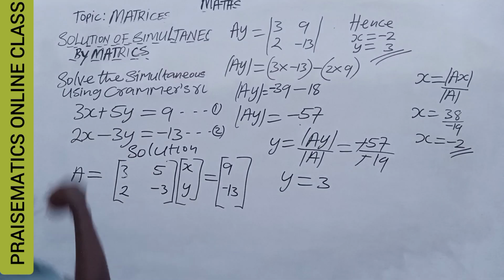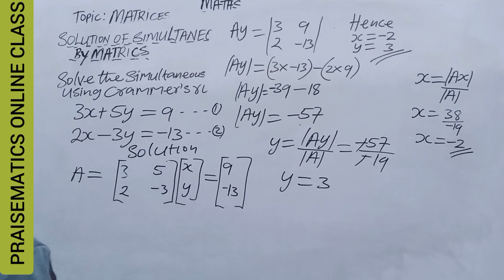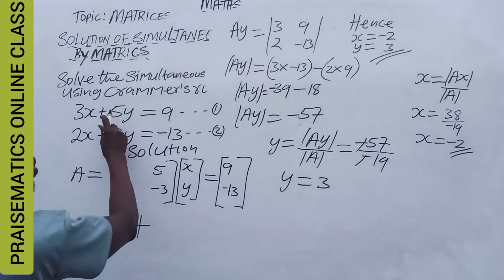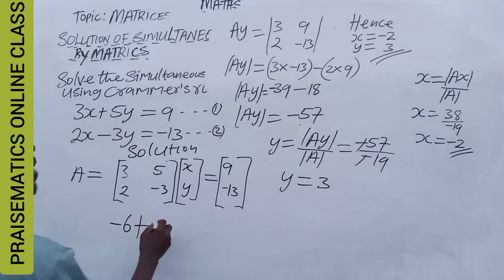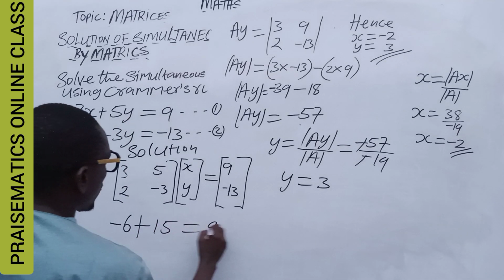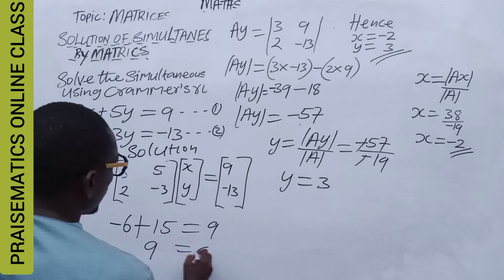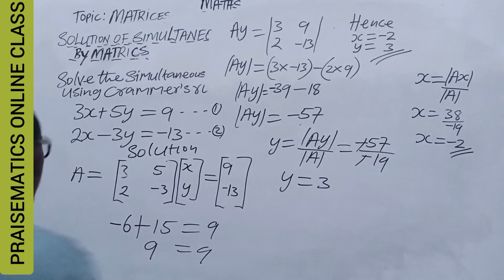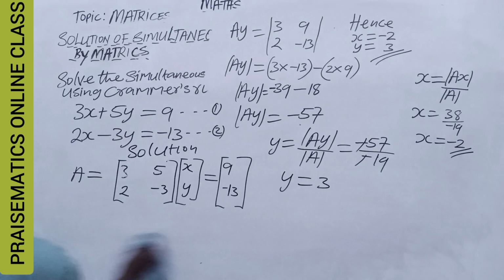If you substitute them here, you are going to get 9. Let's try it. 3 times -2 will give us -6. 5 times 3, which is Y, will give us 15. -6 plus 15 gives us 9. Is it equal to 9? Yes, 9 is equal to 9. So the answer is correct. And that is how to use Cramer's rule to solve simultaneous linear equations.